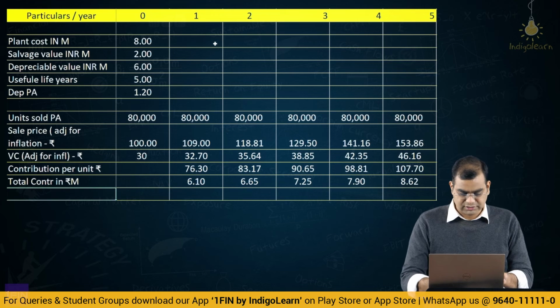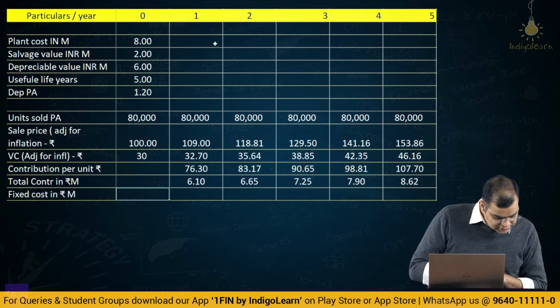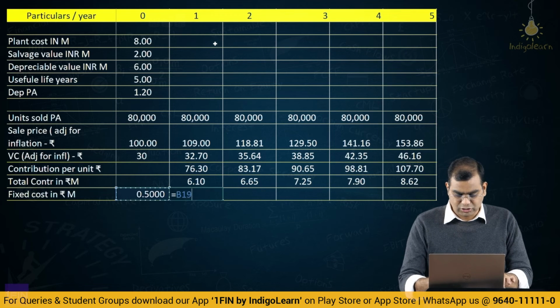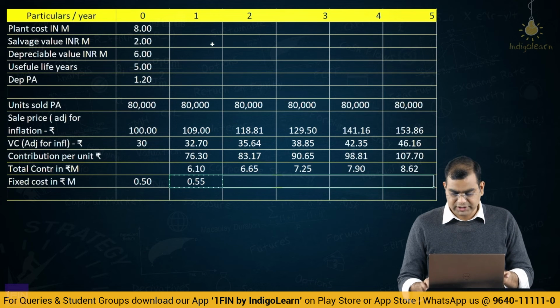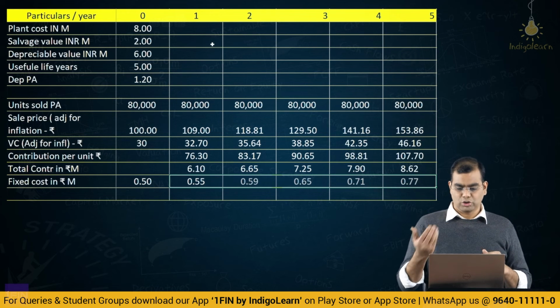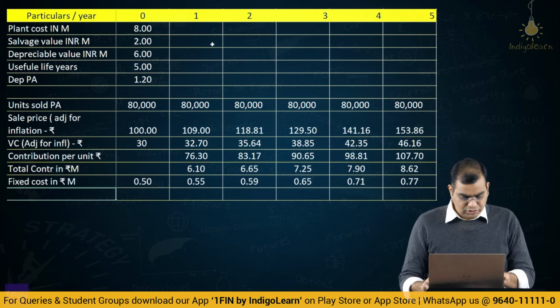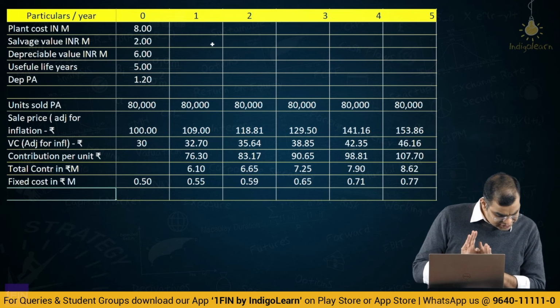Then fixed cost in rupees million. What is the first year fixed cost? 0.5 million, 0.50. Okay, so for the second year, this will also grow by 9%. And so if you were to compute this fixed cost growth over the next 5 years, you will get 0.77 for the last year. So after contribution and fixed cost, is there any interest?